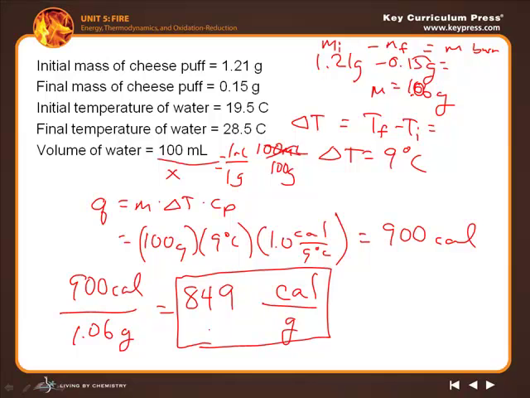Okay, could your data be different than other groups? Absolutely. Could you have different sources of error? Absolutely. So your value, if it's really, really low, that probably means you had more sources of error. You may not know if it's low until after you do the experiment.